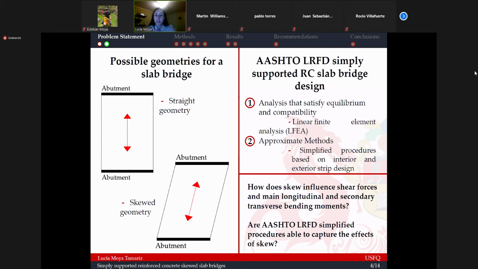So here is when our two research questions arise. The first one: how does the skew influence shear forces and main longitudinal and secondary transverse bending moments? And the second question is: are the AASHTO LRFD simplified procedures able to capture the effects of skew?